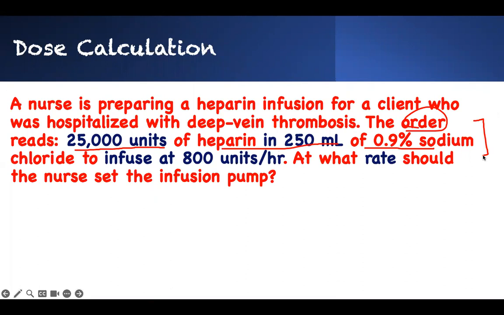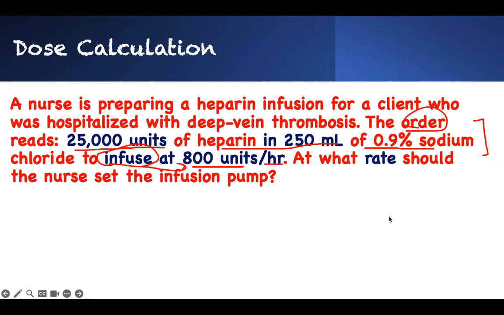25,000 units of heparin. Whenever you see that they add the dose to a volume, that means that's what it comes in. An order read 25,000 units of heparin in 250 ml of normal saline. That is your available. This is how it's available. This is what the pharmacy will give you. So don't worry about it. And then to infuse, that means that's the order you're supposed to give to the patient: 800 units every hour. So at what rate should the nurse set the infusion?